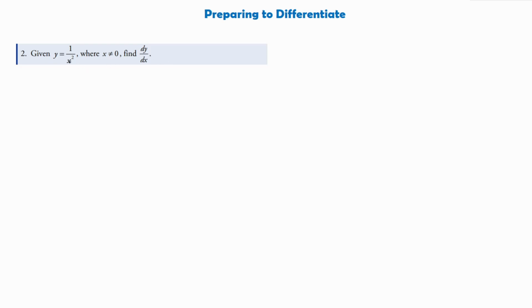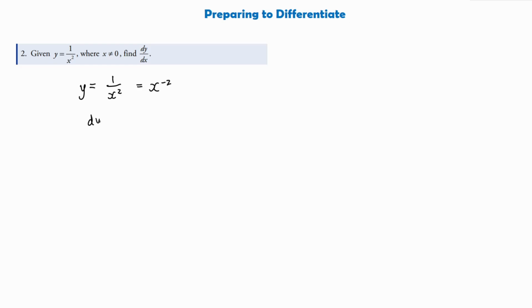So let's do another one here. Given y equals 1 over x squared, where x does not equal 0, find the derivative dy by dx. Well, let's start off by rewriting y because we need to prepare to differentiate first. So y equals 1 over x squared, which as we said is the same as x to the negative 2.